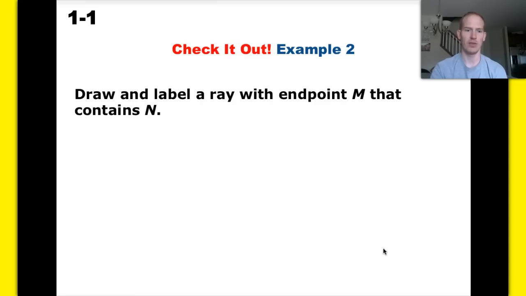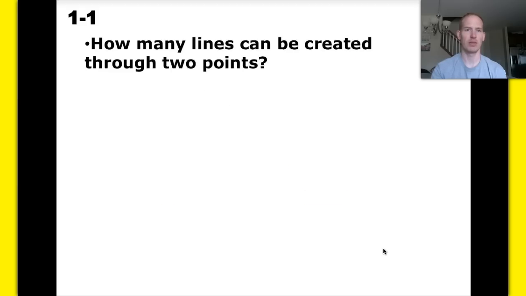So you should try some of these, so then you know. Do you know what you're doing, or do you not? M contains N, so that means N can be anywhere on there. Remember, pause is your friend. How many lines can be created through 2 points? If you just have 2 points, how many lines can you create?